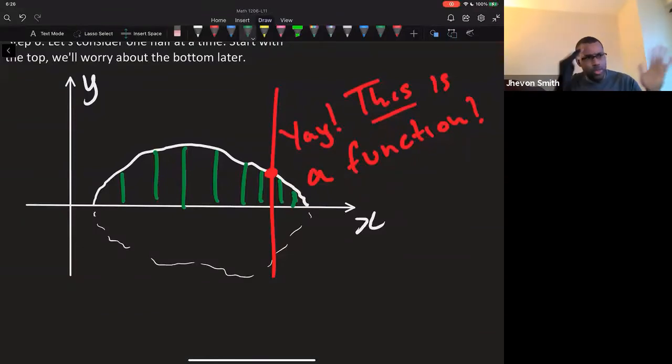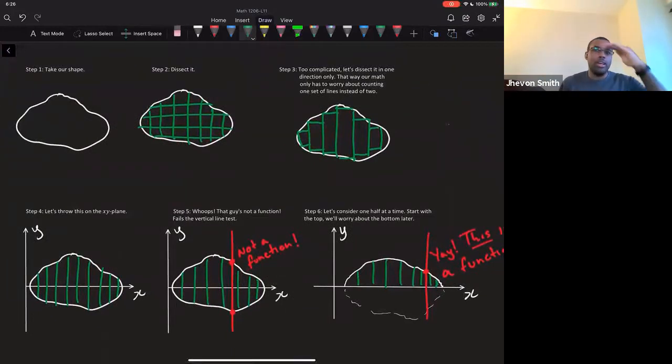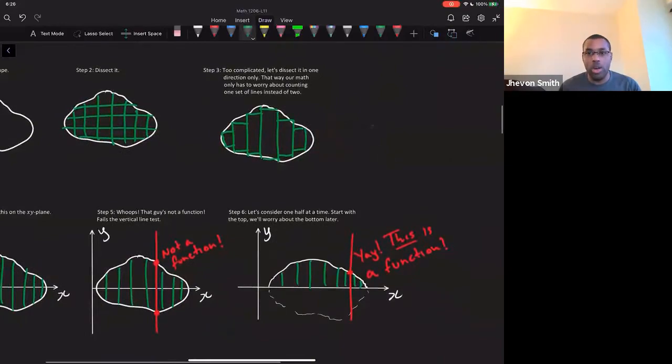So this is the idea. We're trying to figure out a sophisticated way to do this and to use the mathematical machinery that we have at our disposal. So that was the first level of things. We can dissect it in two directions, get a bunch of rectangles. Too complicated. Let's just dissect it in one direction, put it on the XY plane. Still too complicated because now it's not even a function anymore. It's going to make things harder, thinking of it as a function where I can use all my function machinery. It's not going to be good. So I can look at one half at a time.